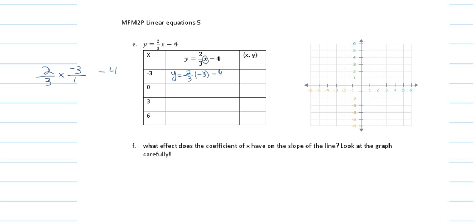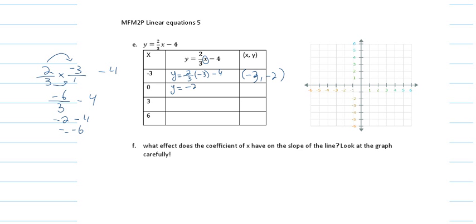When I'm multiplying a fraction by a fraction, I multiply top by top and bottom by bottom, right? So if I multiply 2 times negative 3, that's negative 6 over 3, take away 4. Now I can simplify. Negative 6 over 3 is negative 2. Take away 4, that gives me a total of negative 6. So every time I want to do this, I have to follow that process.